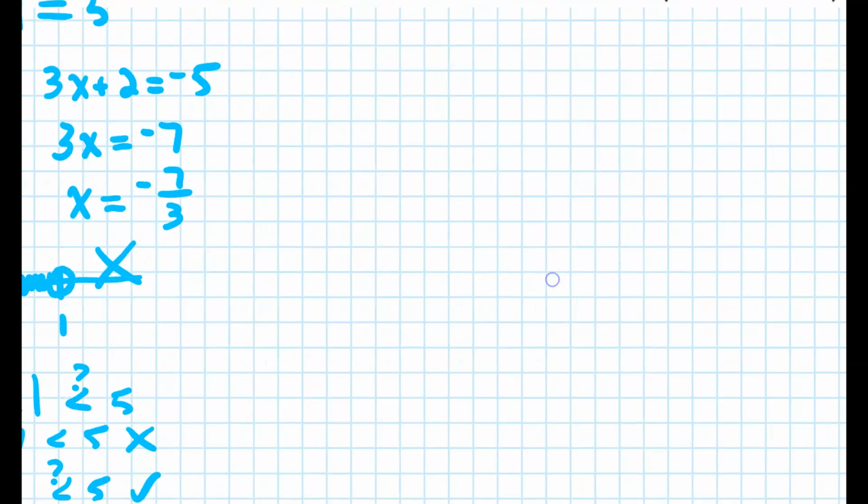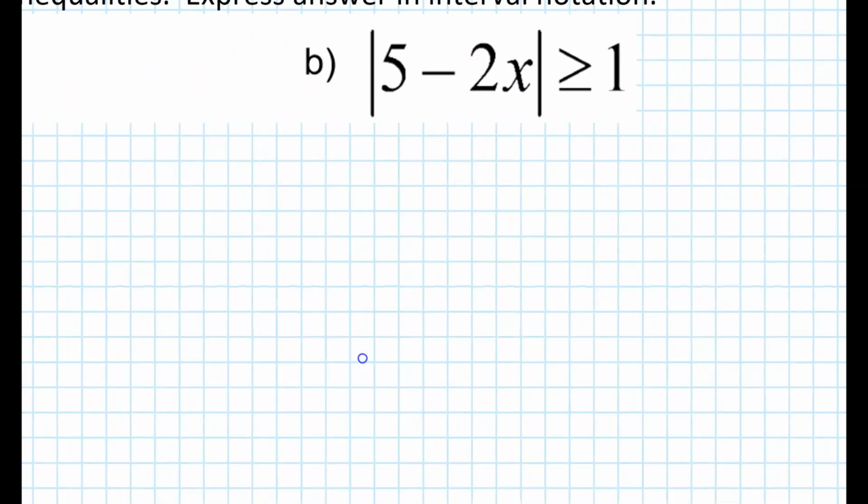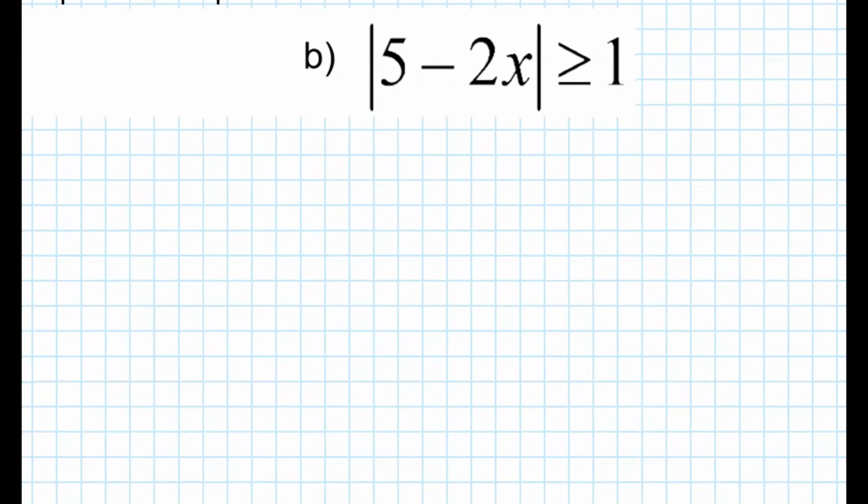So, our next one. The absolute value of 5 minus 2x greater than or equal to 1. Same rule applies: make sure that your absolute value portion is isolated. It's already isolated for us here. Does the problem make sense? If we take an absolute value of something, can it be greater than positive 1? It can be. So we'll go ahead and continue.